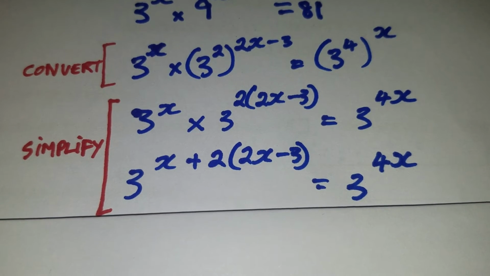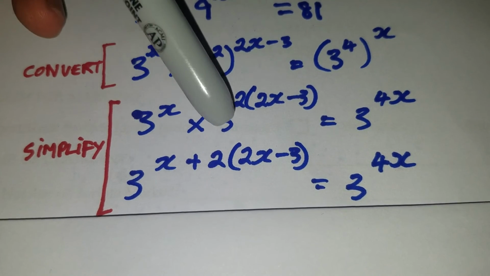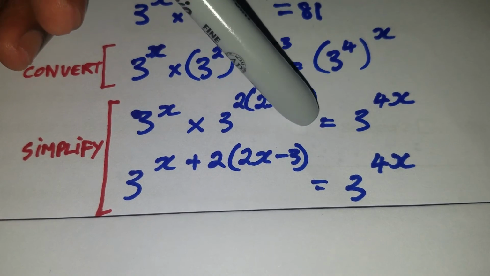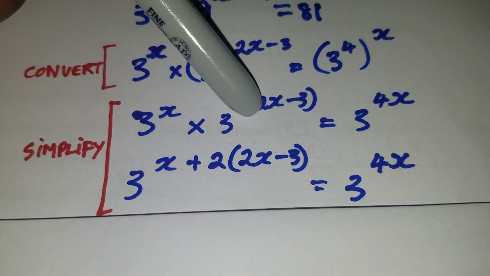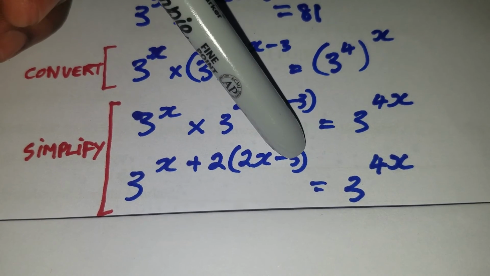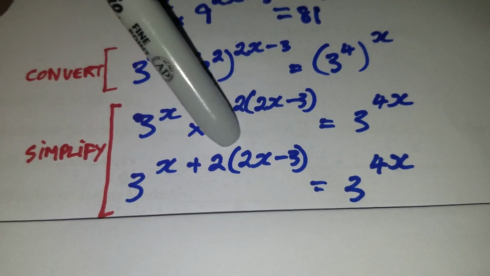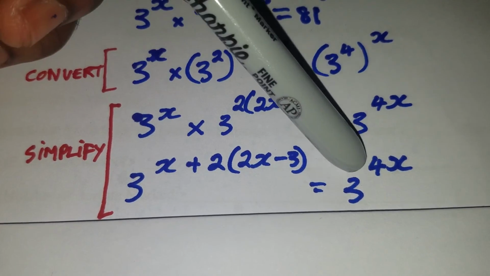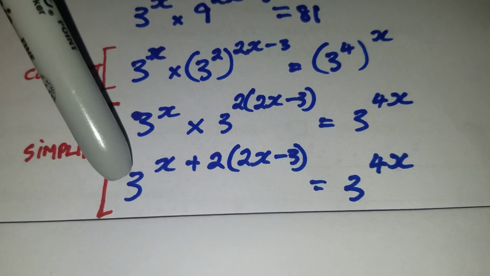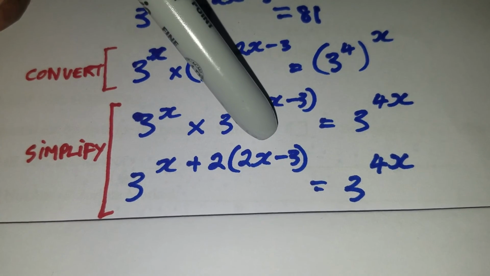We need to remember that when we multiply two common bases, we must add their indices. So we're going to add x to 2, open bracket 2x minus 3. And this is what we have here. X plus 2, open bracket 2x minus 3, equal to 3 raised to 4x. So we have one term here and one term here. So now all we have to do is remove the bases 3 and 3 and just solve like a regular equation.